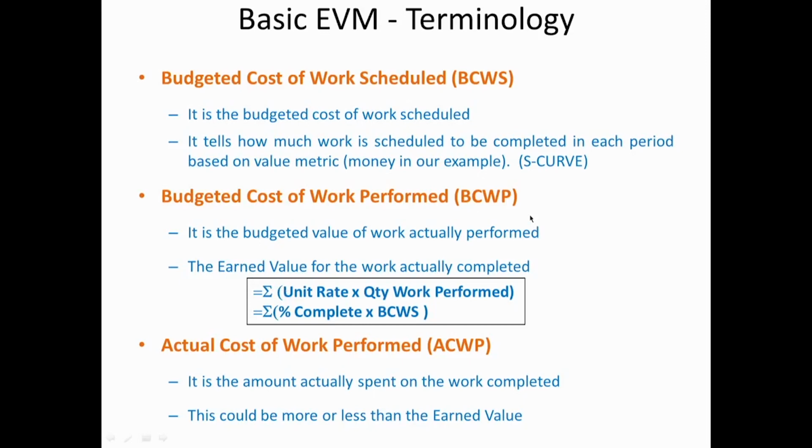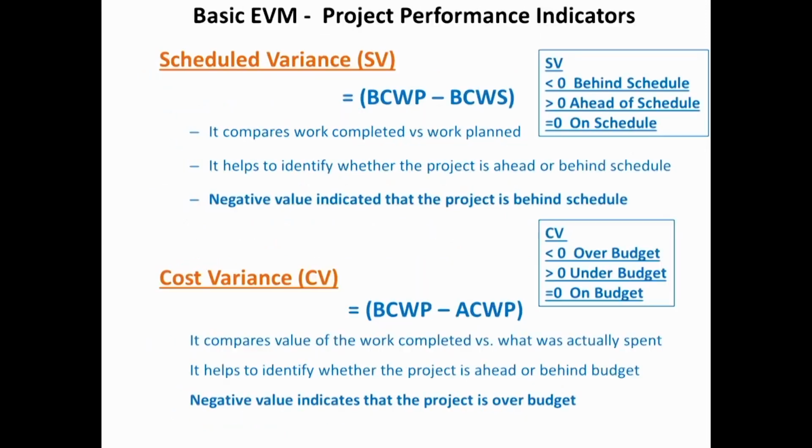Now, budgeted cost of work performed, this is the earned value. And we can obtain this by multiplying unit rate by quantity of work performed. This is how we did the calculation. But remember, I can also do this by percentage complete times budgeted cost of work scheduled. That will also give me the earned value of the project at that update. Actual cost of work performed, we can get by taking the value from the accounts, what is actually maintained in terms of actual cash spent.